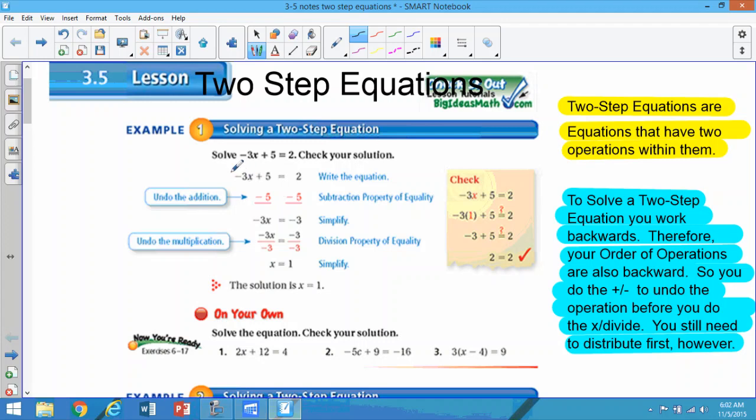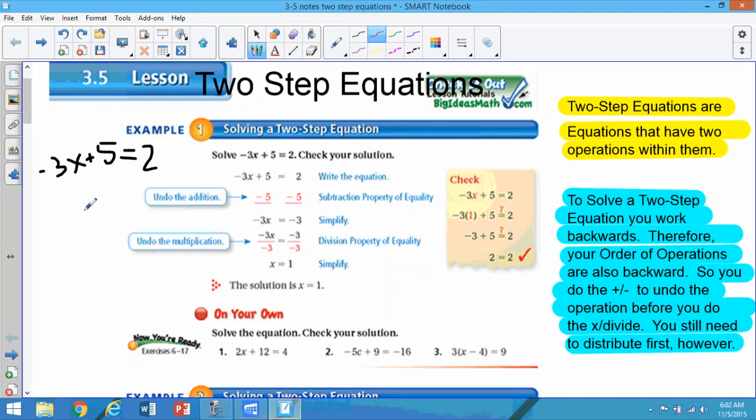The first problem that they have here is a negative 3x plus 5 equals 2. So to do that, I'm going to write this down quick. To do that, you have two operations here. The first operation is the multiplication that you have here, and the second operation is the addition that you have there. Okay?